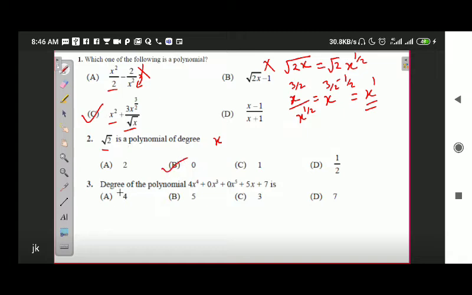Next is the degree of the polynomial x to the power 4 plus 0x cube plus 0x to the power 5 plus 5x plus 7. To find the degree, we will consider the power of x with a valid coefficient. 0x to the power 5 will finally return 0. So this expression will reduce to x to the power 4 plus 5x plus 7. Based on this simplified expression, we can say that 4 is the degree of the given polynomial.